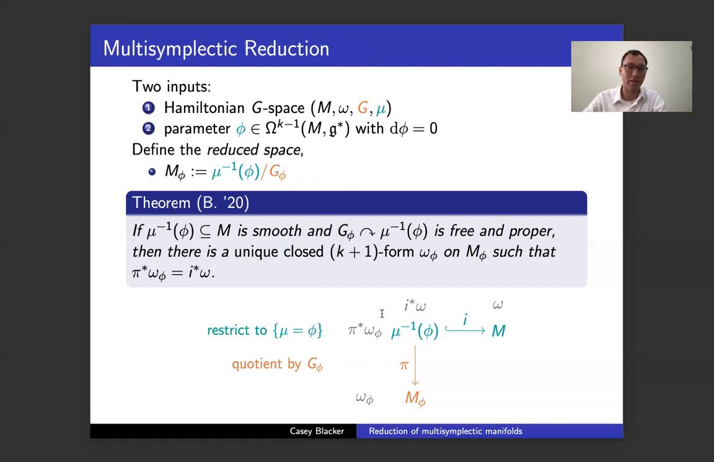And this is the main theorem, namely that if the phi level set of mu in M is smooth, and if the phi isotropy subgroup of G on the phi level set is free and proper, then the restriction of the multisymplectic structure to the phi level set of mu descends to a unique closed k+1 form mu phi on the reduced space. We don't have non-degeneracy, and in fact it appears to be almost never non-degenerate.